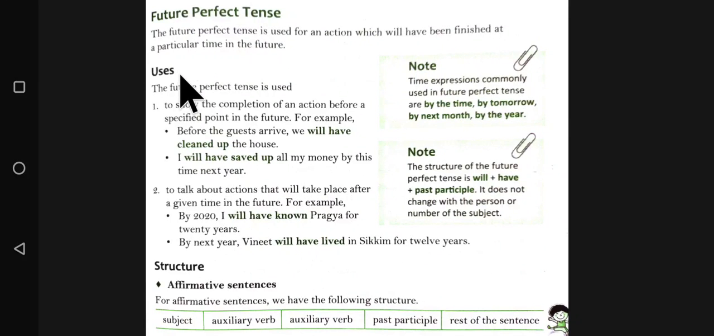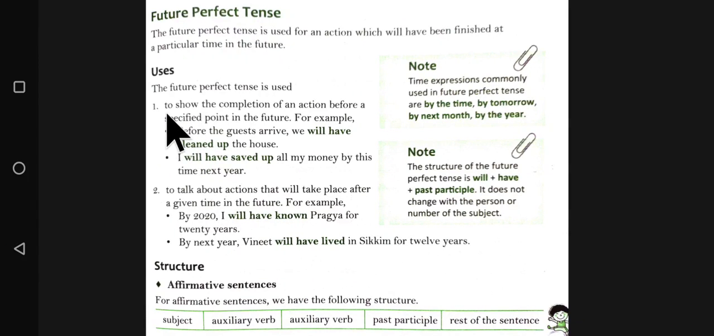Now last comes future perfect tense. Future perfect tense is used for an action which will have been finished at a particular time in the future. Let's try to understand it more thoroughly.